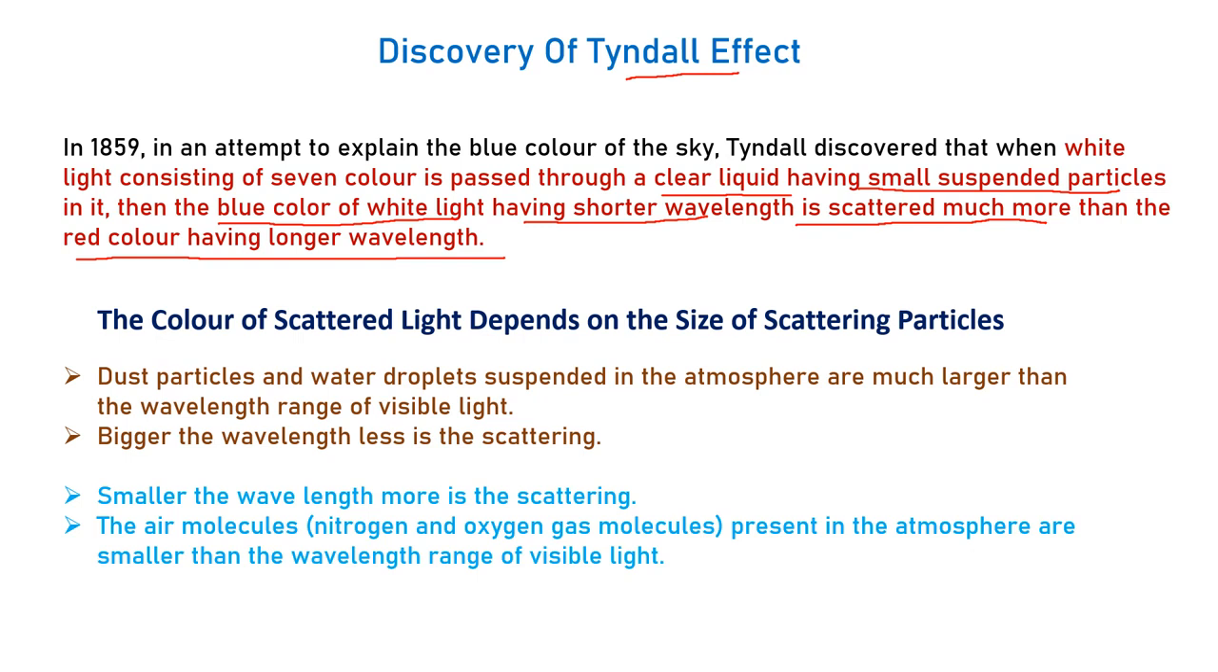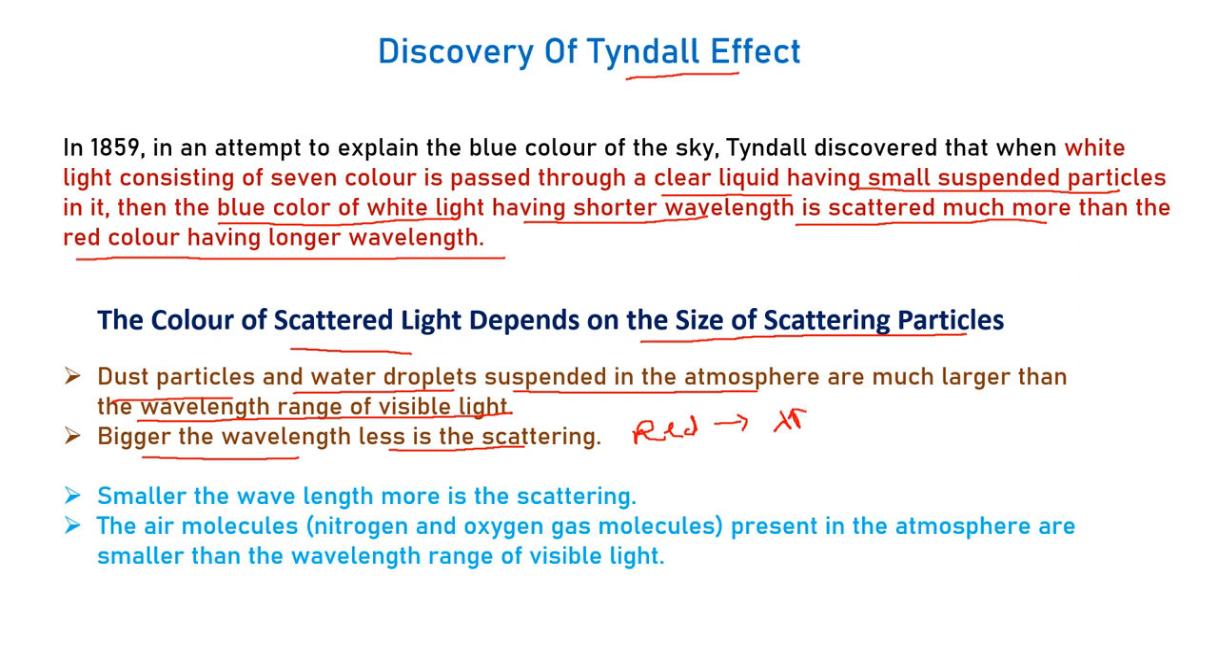The color of the scattered light depends upon the size of the scattering particles. I have already discussed this. Let's read it fast. Dust particles and the water droplets suspended in the atmosphere are much larger than the wavelength range of the visible light. Bigger the wavelength, less is the scattering. Okay, we know that red light has the highest wavelength, and because of the high wavelength, red light has the least scattering. It scattered least.